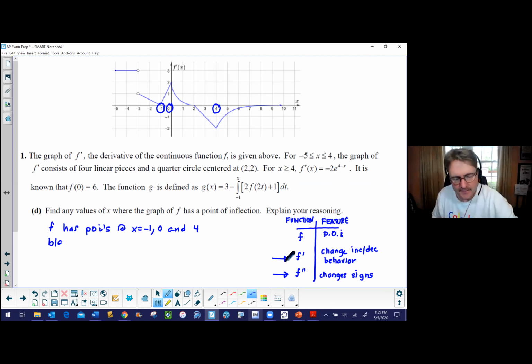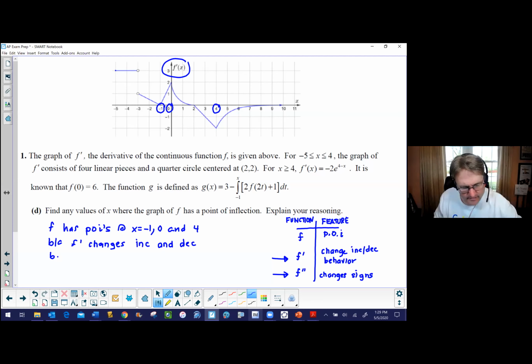Now, what do I mean by that? Well, you're given f prime in this graph. So it's obvious that they want you to use information about f prime. Perhaps they're afraid that a student just might memorize, oh, f double prime changes signs, f point of inflection, kind of robotically. So let's use the information that was given, and we'll say it's because f prime changes, and we could probably lump it into one group. It changes increasing and decreasing behavior at those values.